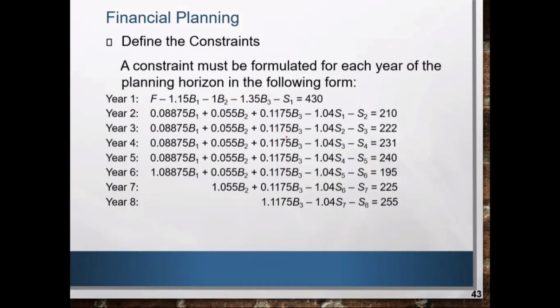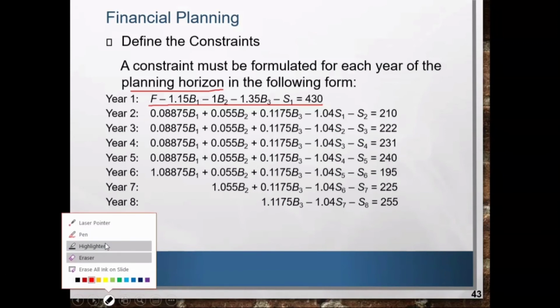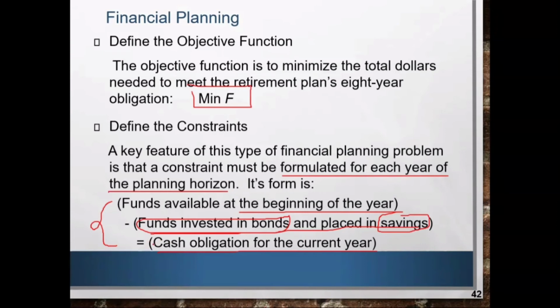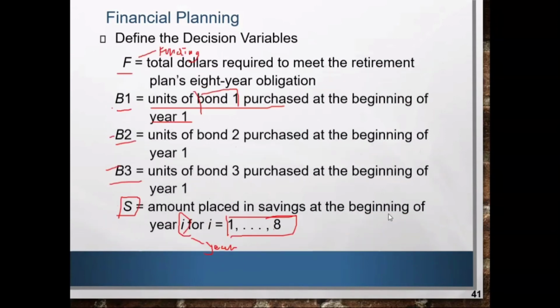This is the planning horizon for the span of year 1. This is the planning horizon for year 2, year 3, and so on. So going back, we use this formula, which we saw on the next page. So, the cash obligation for the current year, I will explain, we can get it here.